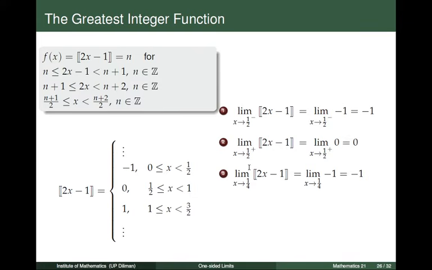Now, for the third limit, we want the limit of f as x tends to 1/4. Now note that when we consider x values that are very, very close to 1/4, we are looking at x values that are less than 1/2. And so, we replace the GIF of 2x minus 1 with -1. And so, evaluating the limit, we will get -1 as the limit of f as x tends to 1/4.